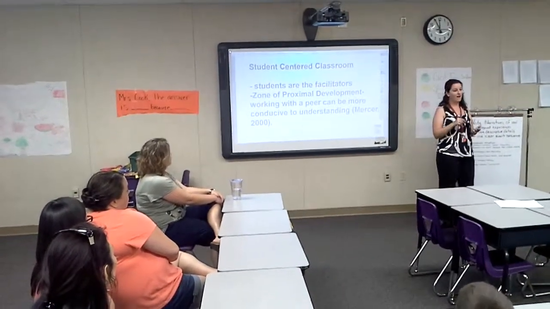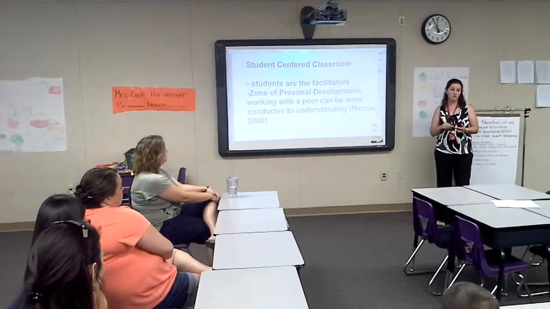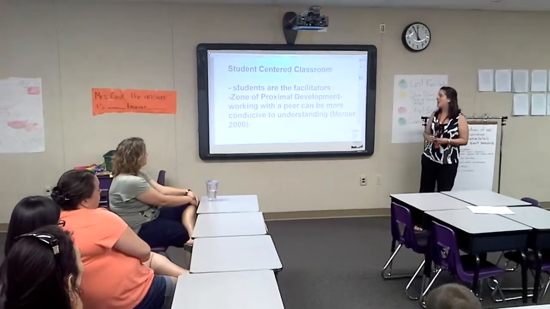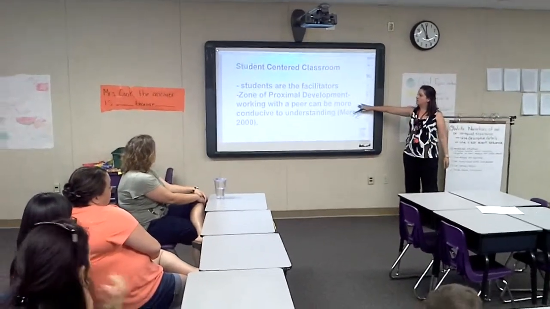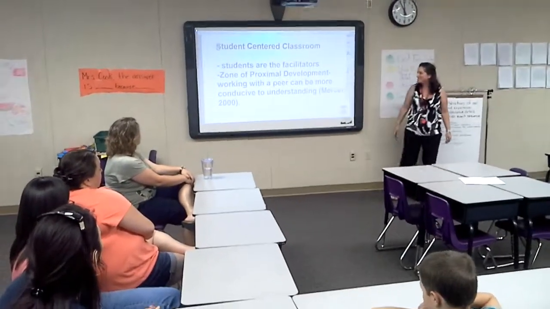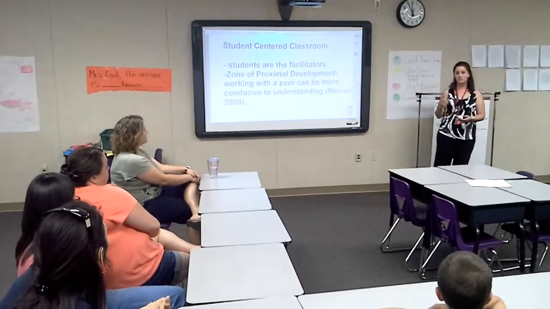It makes this classroom more student-centered to use literature circles. The students are the facilitators. The students are in charge of what they're going to talk about. And the Vygotsky zone of proximal development shows that working with a peer can help to create more meaning.